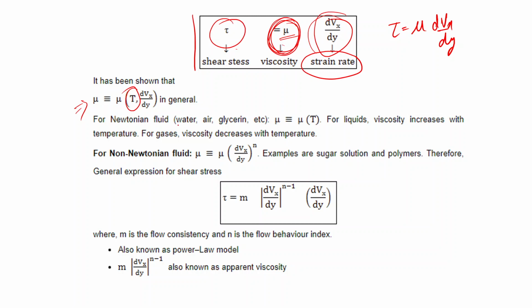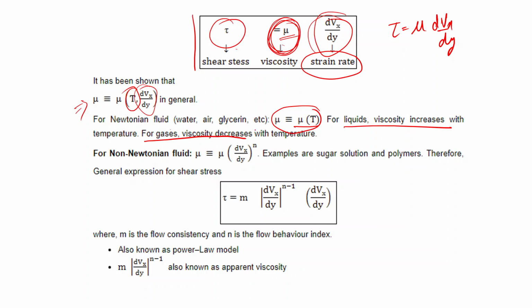So for Newtonian fluid, mu is equal to mu of T. For liquids, viscosity increases with temperature. For gases, viscosity decreases with temperature. So these are two important points. And again, if we are having Newtonian fluid, then the velocity gradient won't play a role, and the viscosity will be only a function of temperature. So for Newtonian fluid, viscosity is only a function of temperature.